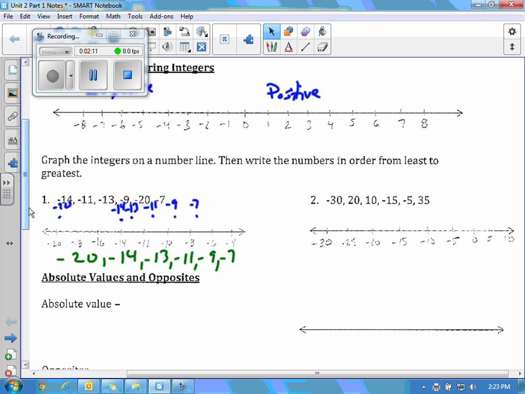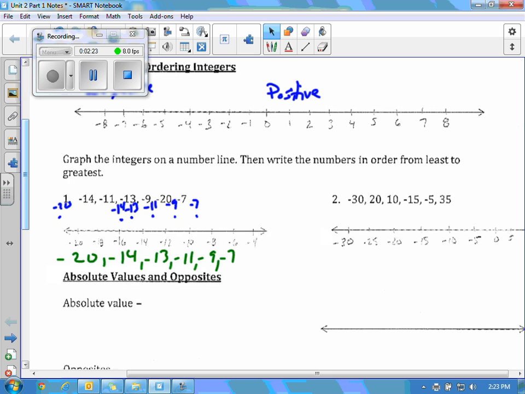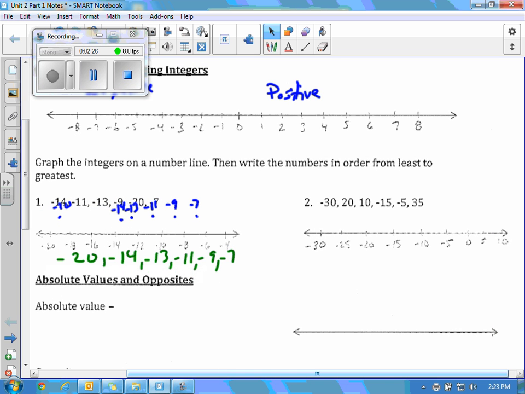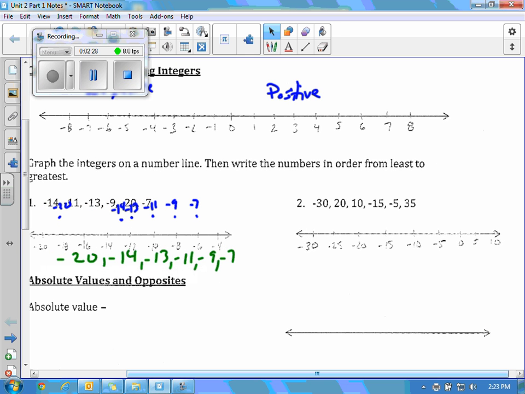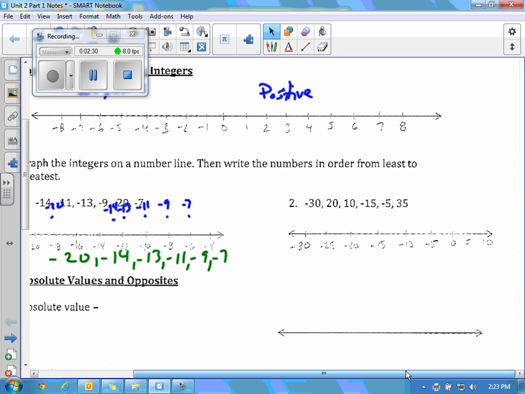The important thing to notice is that when we deal with negative numbers, the bigger digits are actually smaller numbers. So 20 is bigger than 14, but when they're negative, negative 20 is actually smaller than negative 14. I'm going to let you guys go ahead and do number 2. To be honest with you, I drew the number line and mislabeled it, so you're going to need to add on some numbers to the right. I didn't text the 25 and 35, so you might need to add some numbers on over there.